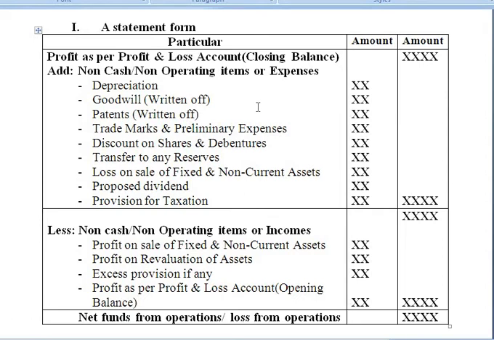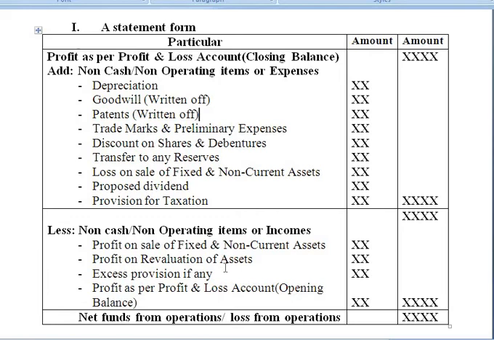That is the reason all these non-operating incomes, like profit on sale of fixed assets or non-current assets, are not the profit earned by the firm from its operating activities, but are recorded on the credit side of the profit and loss account, so we have to adjust them. Okay, so you have to remember this format.